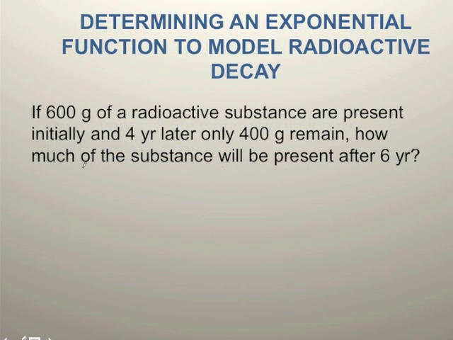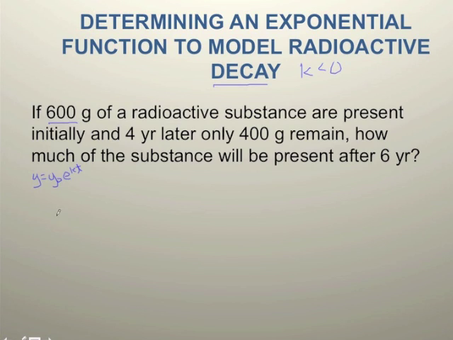Now, this is radioactive decay. It's a decay, so our K is going to be less than 0, but we don't know what it is. If 600 grams of a radioactive substance are present initially, and 4 years later only 400 grams remain, how much of the substance will be present after 6 years? Well, in my formula, y equals y sub 0 e to the kt. K is going to be negative, but we don't know what it is.